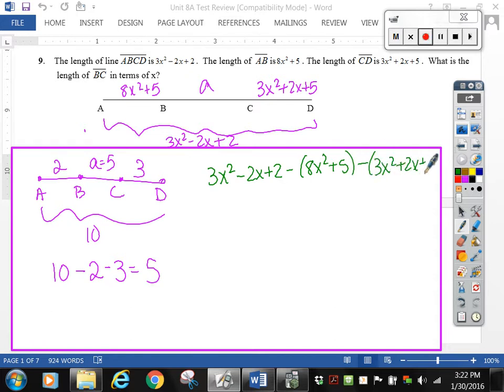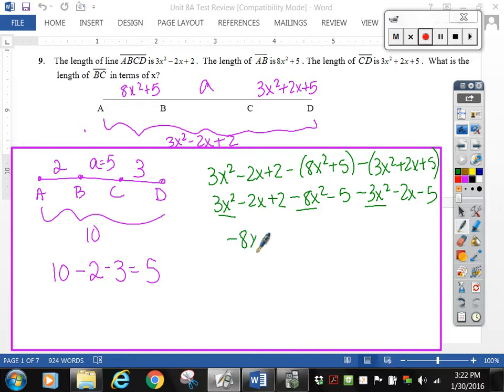Okay, so I'm going to rewrite it with the correct signs. So I have 3x squared minus 2x plus 2. Then I change the sign of all of these, and now I'm going to collect like terms. So 3x squared minus 8x squared is minus 5x squared. Okay, now I'm going to do my x's.